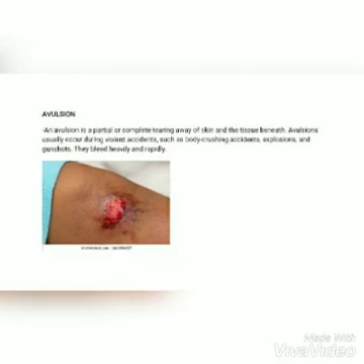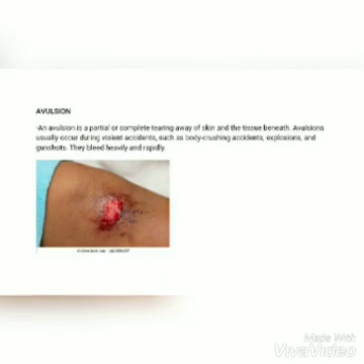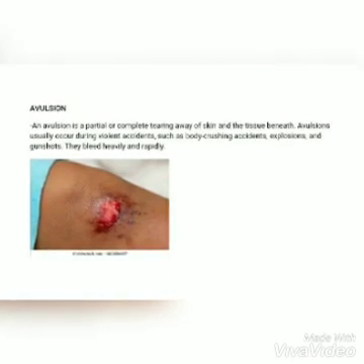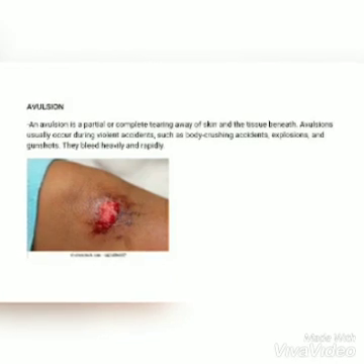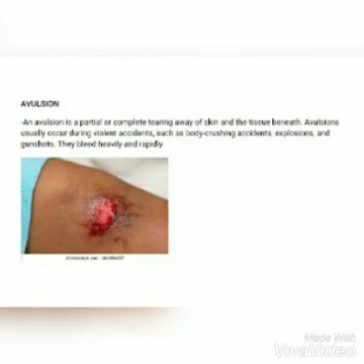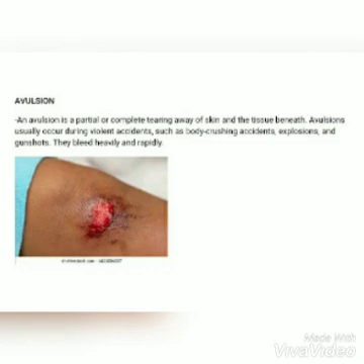Avulsion. An avulsion is a partial or complete tearing away of skin and the tissue beneath. Avulsions usually occur during violent accidents, such as body crushing accidents, explosions, and gunshots. They bleed heavily and rapidly.